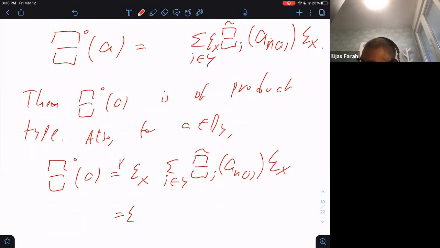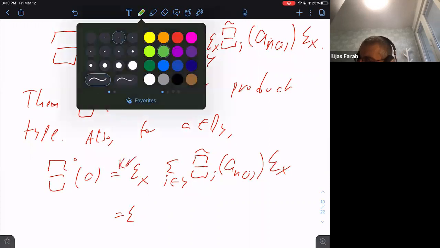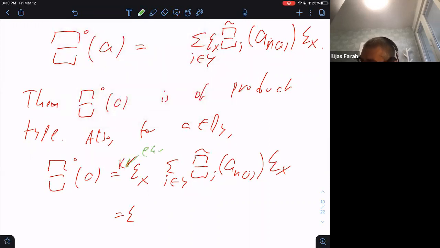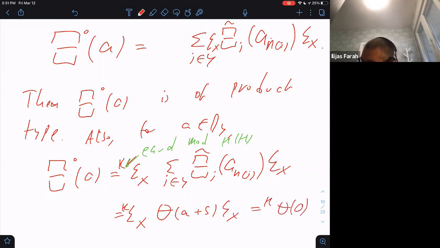Okay, so I'll actually have to use some notation. So by this I mean, let me just write this in a different way, equal modulo compacts. And so this is equal to Qx, again modulo compacts, of theta of a plus s, Qx, which is equal modulo compacts to theta of a. So it is a lifting. Right, so basically what was missing, why the proof was unnecessarily long, was failure to observe that these norms of these commutators converge to zero.